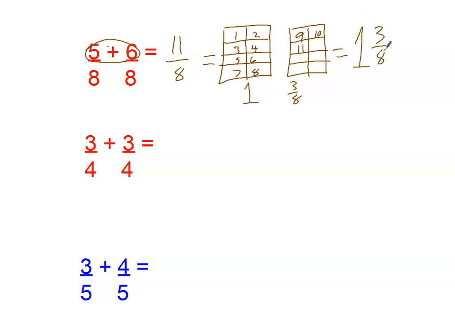Try this one with fourths. 3/4 plus 3/4 is 6/4. Doesn't matter what shape I make my containers in. And I went ahead and made the second one because I know this is over a whole one. 6/4 has got to be over a whole one.